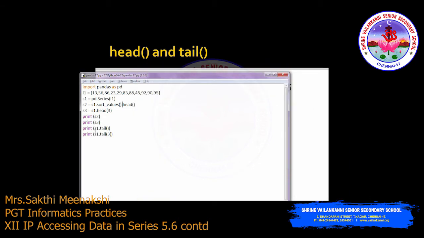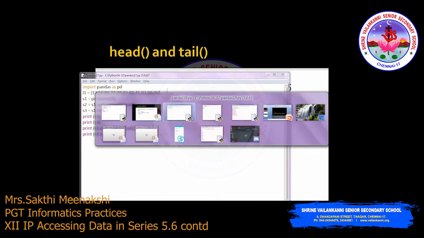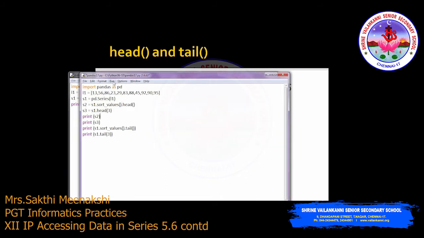In tail also you can use sort_values. If you want the last 5 elements, you can use s1.sort_values and then tail. You can use ascending or descending: ascending is True by default, so it arranges in ascending order. If you set ascending equals False, then it arranges in descending order. Okay, let's run this one.